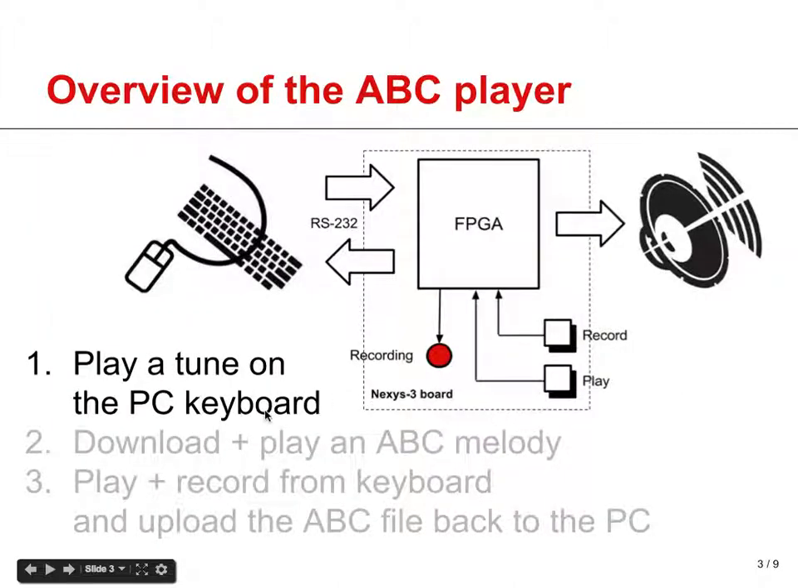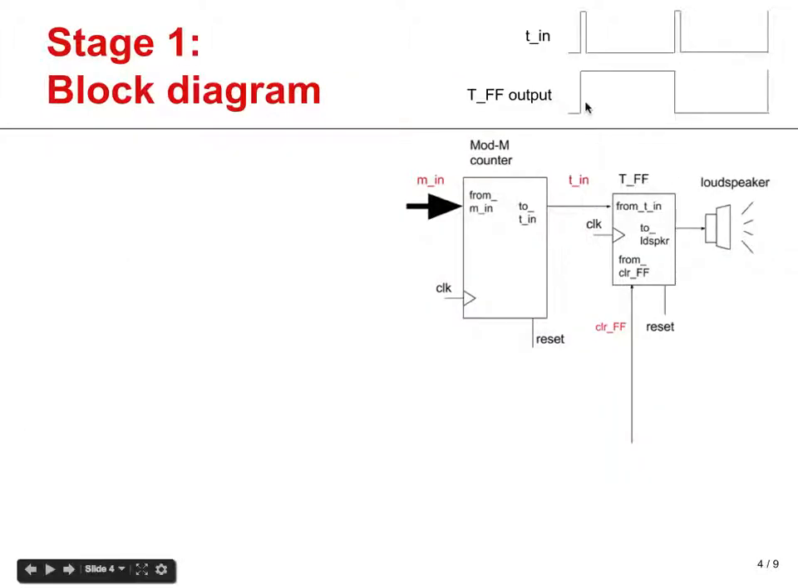Now you may recall that on stage 1 we simply want to play a tune on the PC keyboard. That is to say, as we go on pressing the keys that were allocated to octaves 4 and 5, the corresponding frequencies shall be sent to the loudspeaker. These musical notes will then be generated using a square wave as represented in this slide, which is generated by a toggle flip-flop with enable.